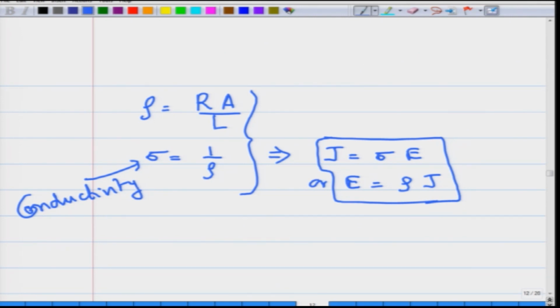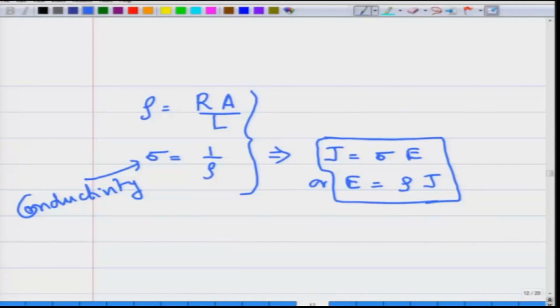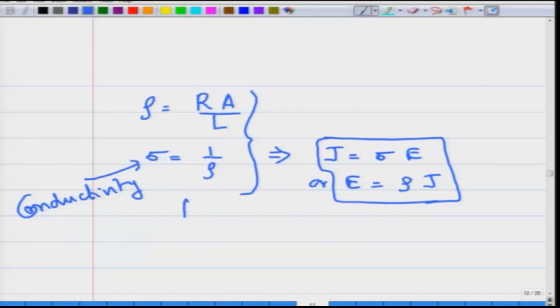And the important thing about sigma and rho is that they do not depend upon the geometry of the sample. What is the area, what is the length, you have already taken into account that effect. So, you can start comparing different materials and looking at the behavior of this quantity. And it turns out that this resistivity can vary significantly. There is a huge variation in the resistivity.